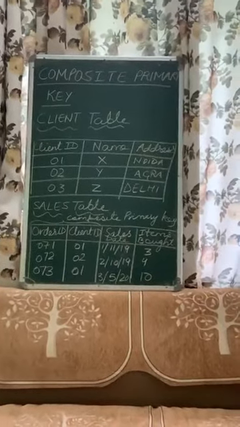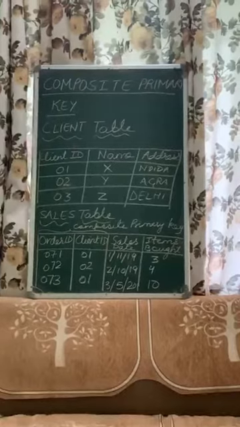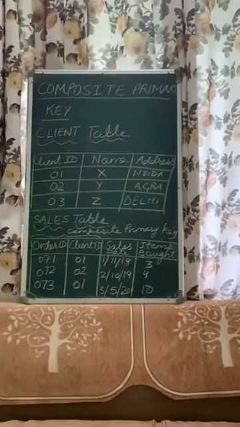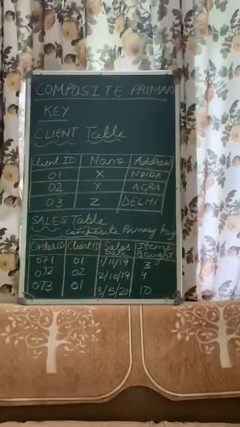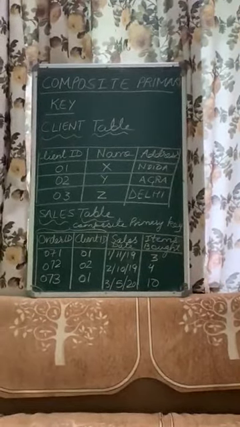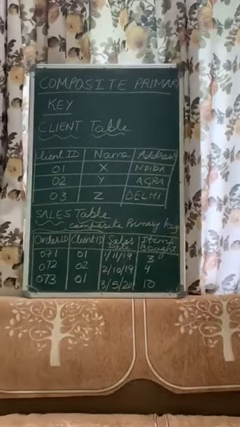Hello class 10 children. Now as you all know, we are doing database management system. That is your unit 3 in your part B. Now in this database management system, yesterday I taught you about primary key and foreign key.